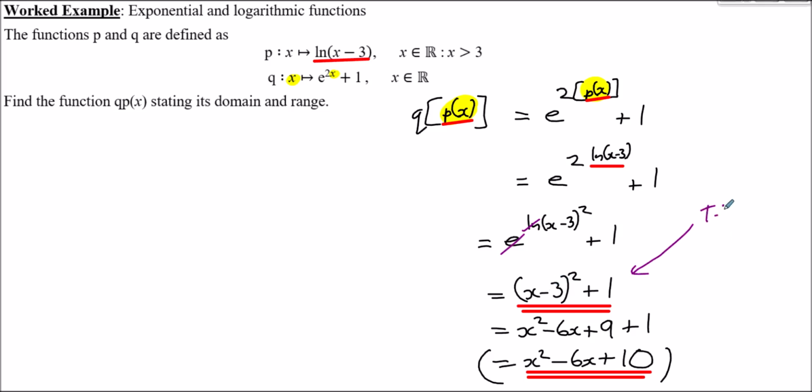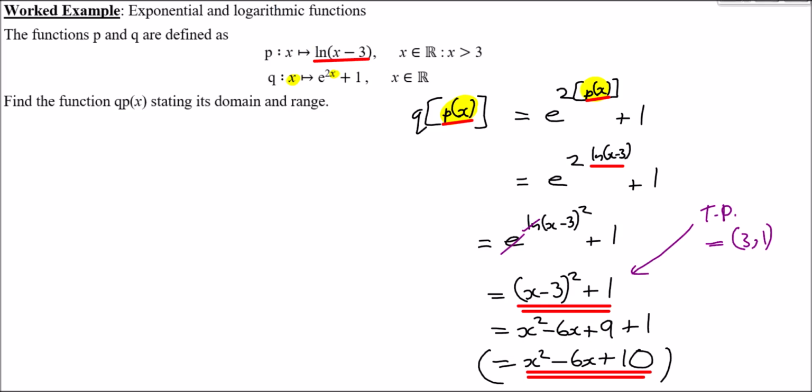So this here, because it's in completed square form, this tells us the turning point. So the turning point would be when x is 3, y is 1. But of course here x has to be greater than 3. And so because we're doing e to the power of something natural log, we actually get just a parabola back from this because e and the ln, as I say, undo each other.